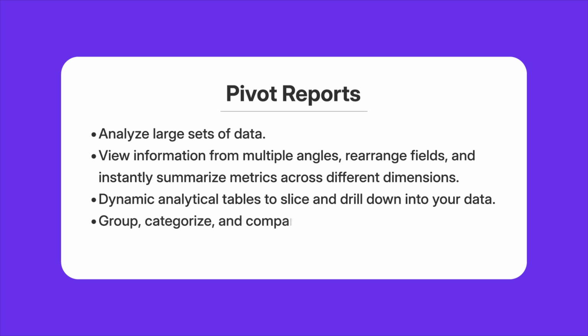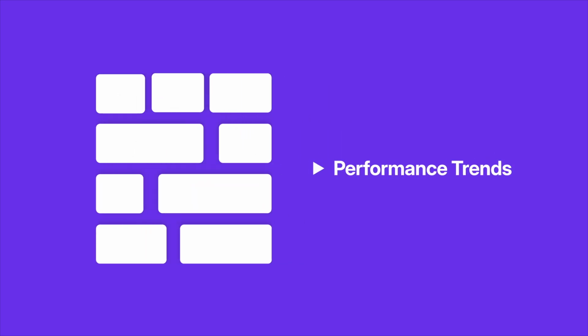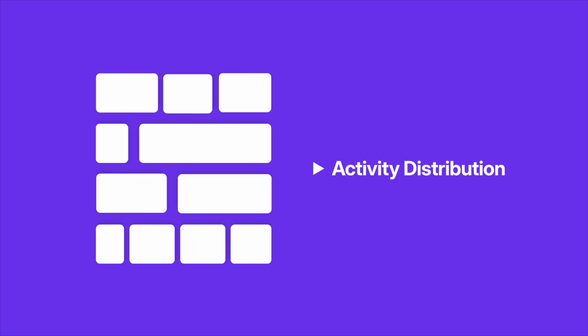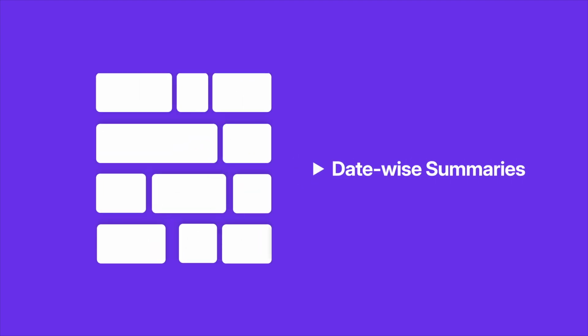They help you group, categorize, and compare data points such as lead counts, ticket statuses, deal values, call volumes, or any other metrics available across your objects. Because pivot reports are highly customizable, you can configure them to reflect the exact type of information you want to monitor, whether it's performance trends, activity distribution, source-level patterns, agent contribution, or date-wise summaries.